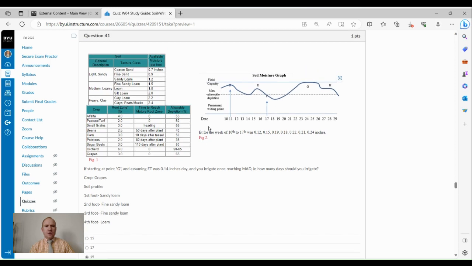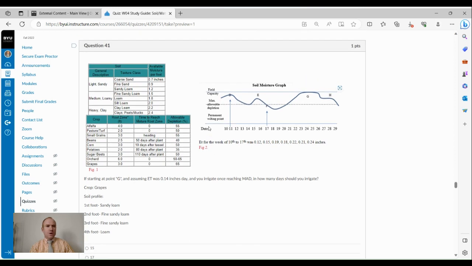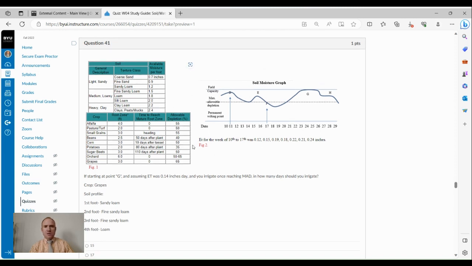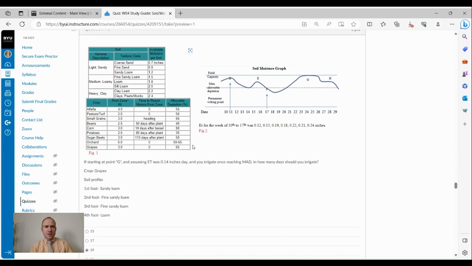Hey everyone, we're in week 4 and this is the study guide. I'm looking at question 41 and we're just going to work through this together as an example. We've got some soil information, some crop information, and a soil moisture graph.